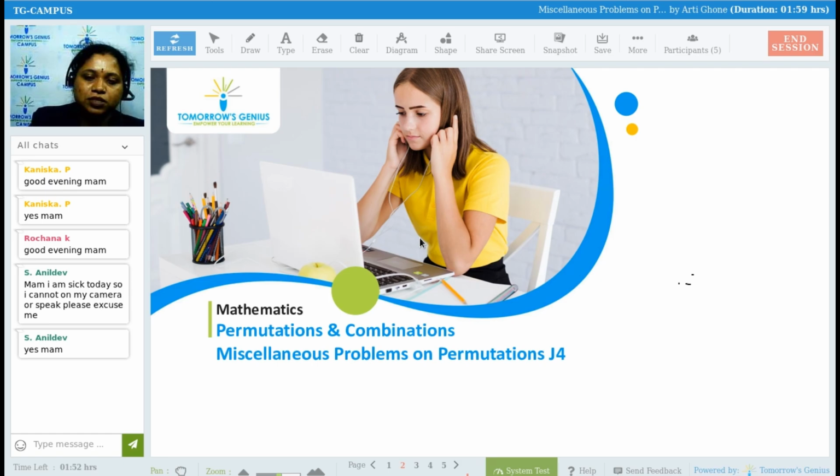Now let's start permutations and combinations. Miscellaneous problems of permutations and combinations. Miscellaneous is itself a complicated word and it is always complex. When you want type 1, type 2, type 3, type 4 mixed together in one question, that becomes miscellaneous. Yes or no? It is like that only.